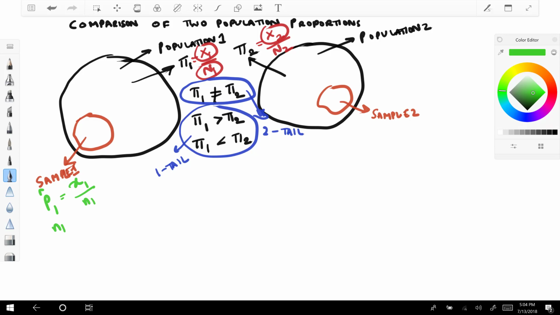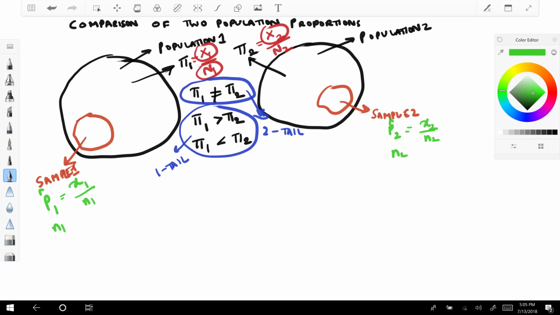Similarly, here we will have P2 hat and n2. So P2 hat is represented by small x2 divided by n2. So x2 is again the number of observations having certain characteristics, and n2 is the size of sample 2.